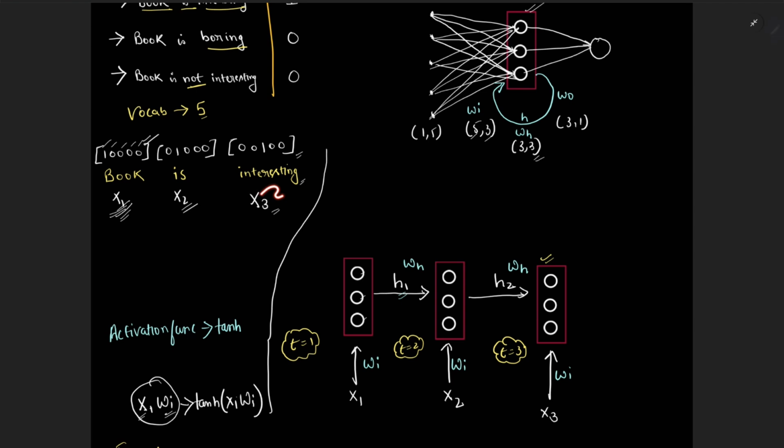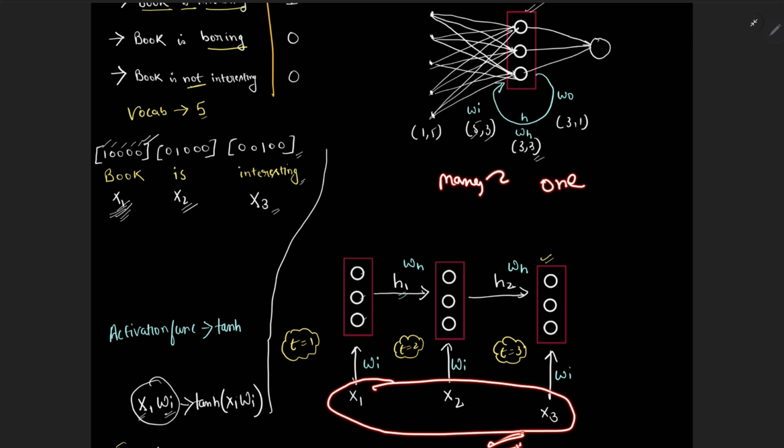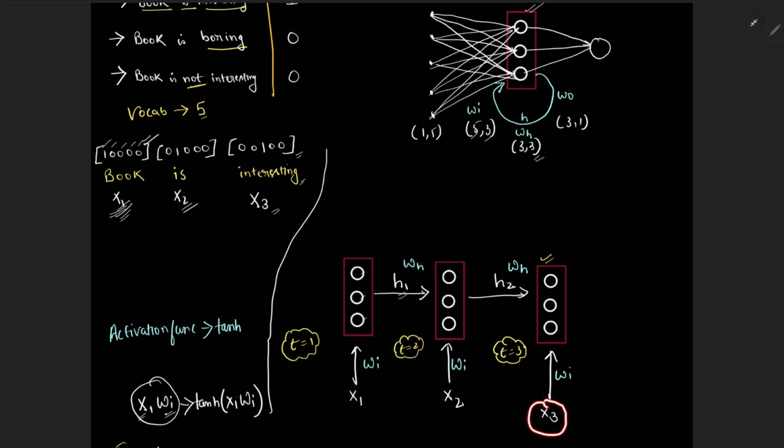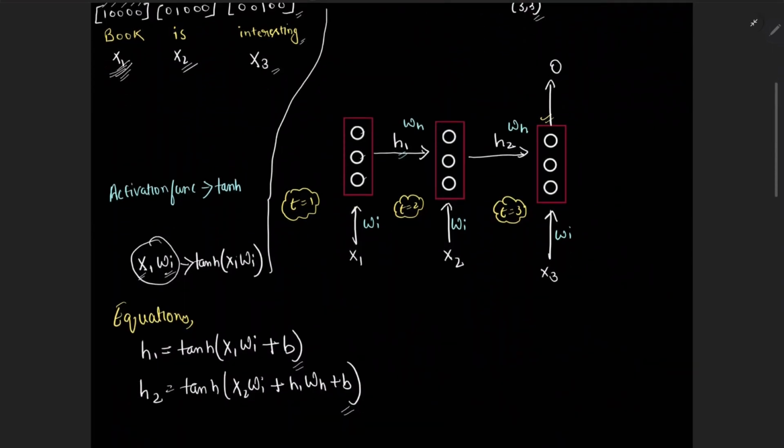At the last word we are expecting an outcome, because we are dealing with sentiment analysis, and in sentiment analysis we know it's a type of many to one RNN, where we provide many inputs, that is, a sequence, and the output is one. So we are going to have only one output. After the last word we get the output, that is, at the last timestamp t equals 3, we must get an output O.